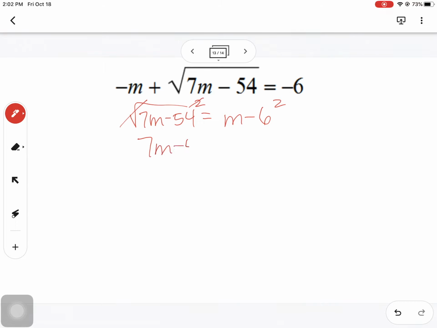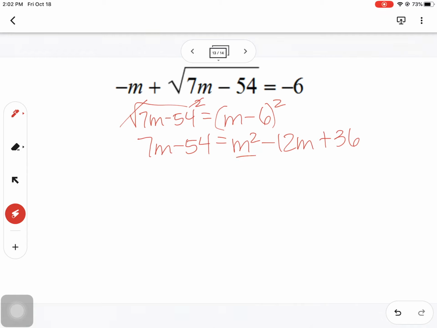But on the right-hand side, what's super important is that you FOIL that binomial out. You cannot just distribute the squared. Since it's a binomial, you have to do it all the way out. And so you should get m squared minus 12m plus 36. And then we need to set it equal to 0 so that we can factor. Again, I try to get everything to be with my m squared so that that stays positive. So I'm going to move the 7m and the 54 to the other side.